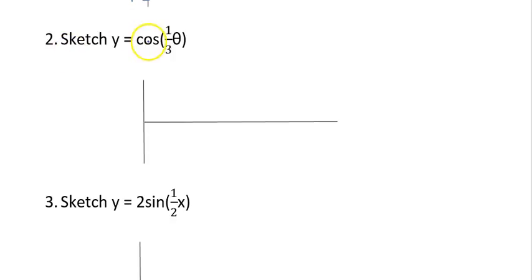Okay, for the next one, we're going to do a cosine graph, and we're going to use 1/3 theta. And so the 1/3 is our k, and our new period will be 2 pi over 1/3. And when you're dividing by a fraction, you have to flip and multiply. So I really have 2 pi times 3 over 1, which is 6 pi. So this one is actually going to be stretched out. The end of the line for it is 6 pi.